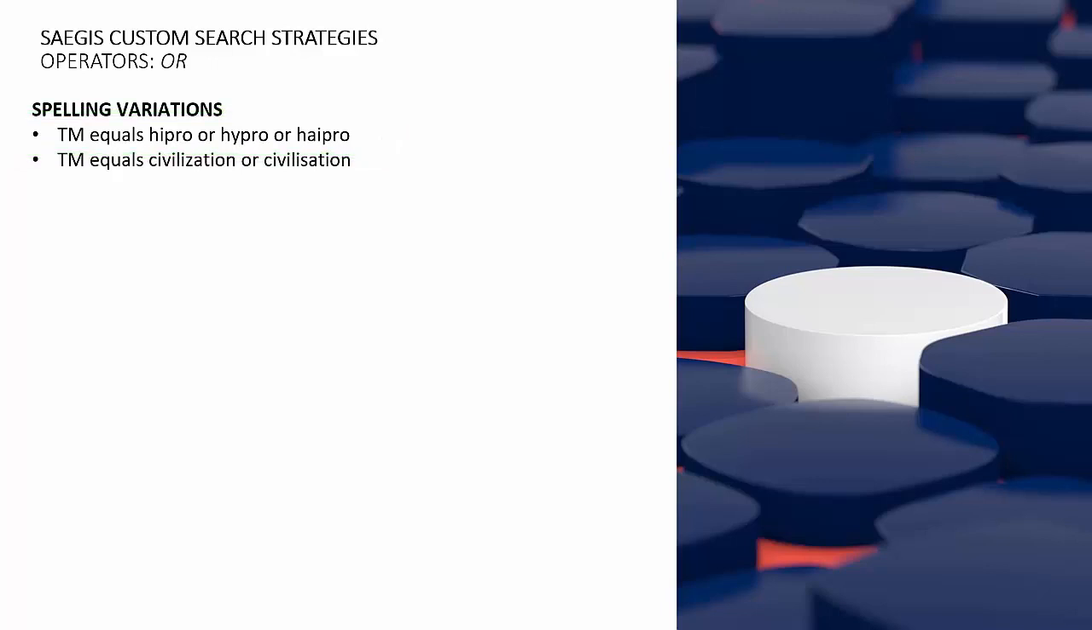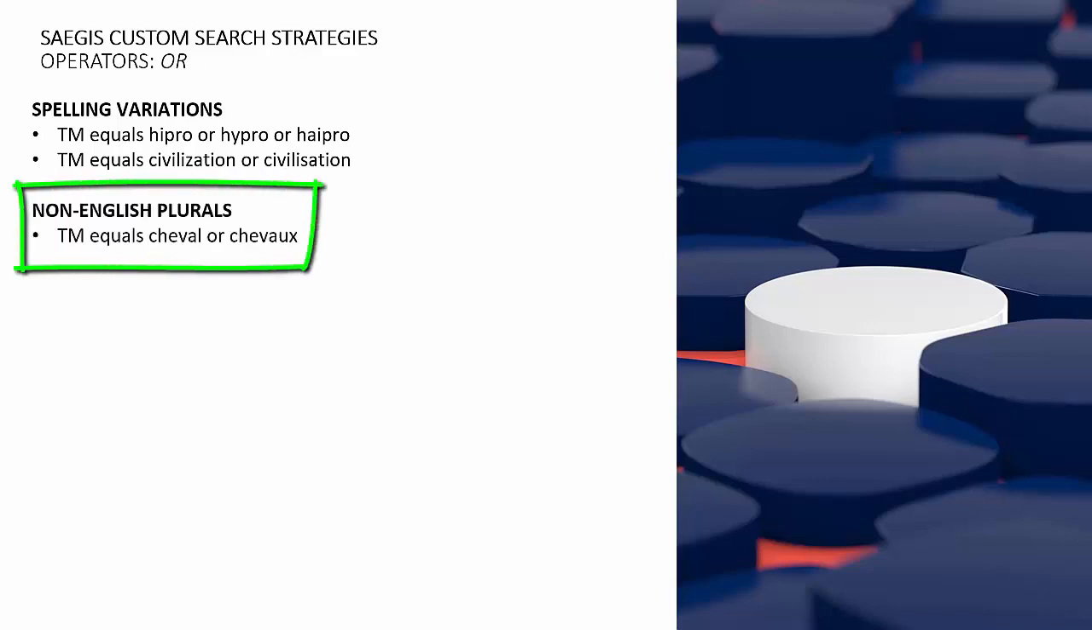The OR operator comes in handy in a number of specific search cases. It can be used to account for the difference between UK and US English spelling, like for example with honour or honor, civilisation or civilization. Using the OR operator lets you cover both possible spellings in a single query. The OR operator is also useful when you want to add plurals to a non-English word, for example in cases like French cheval or chevaux or German Hund or Hunde.